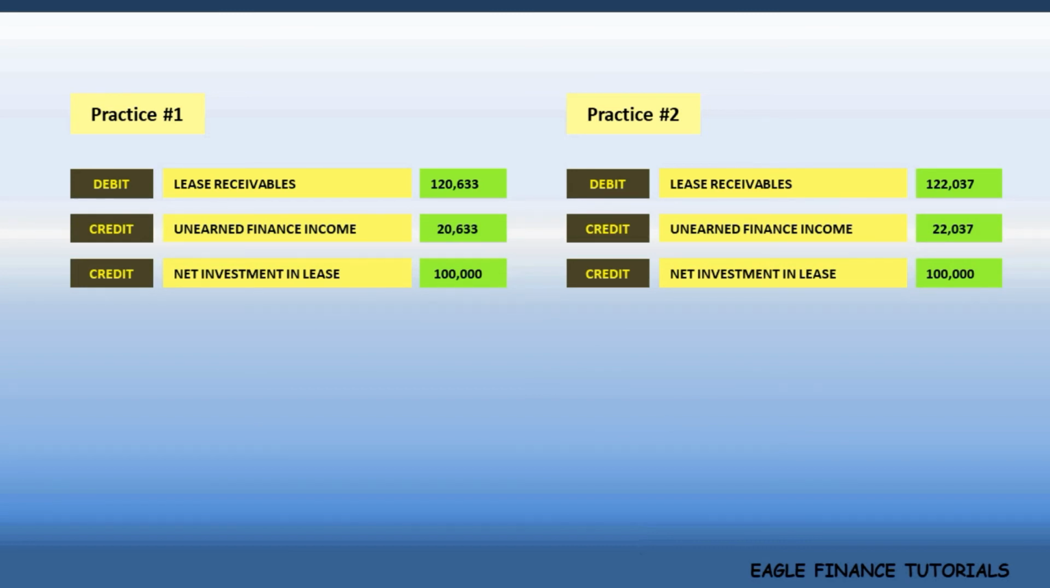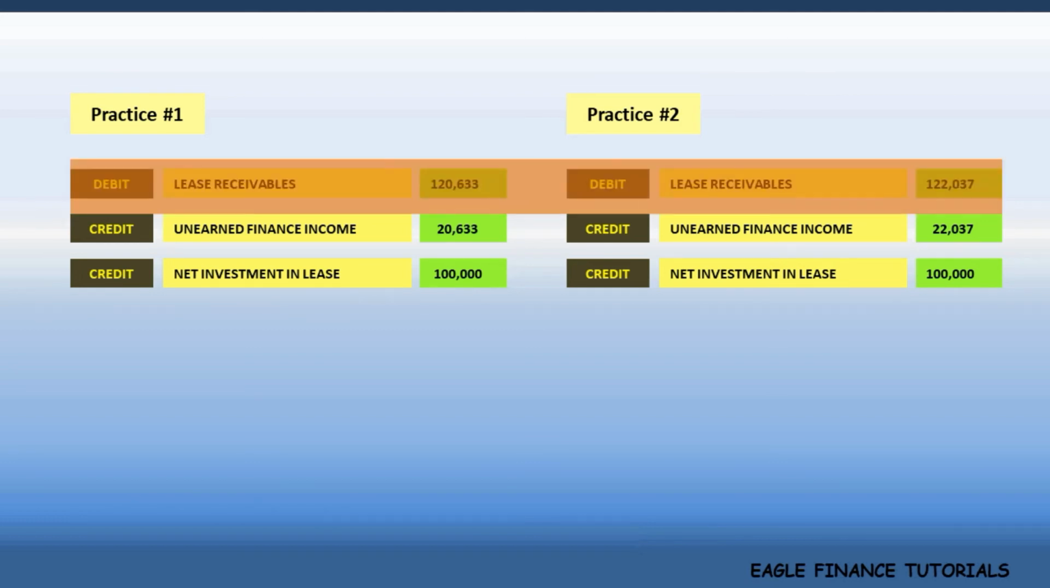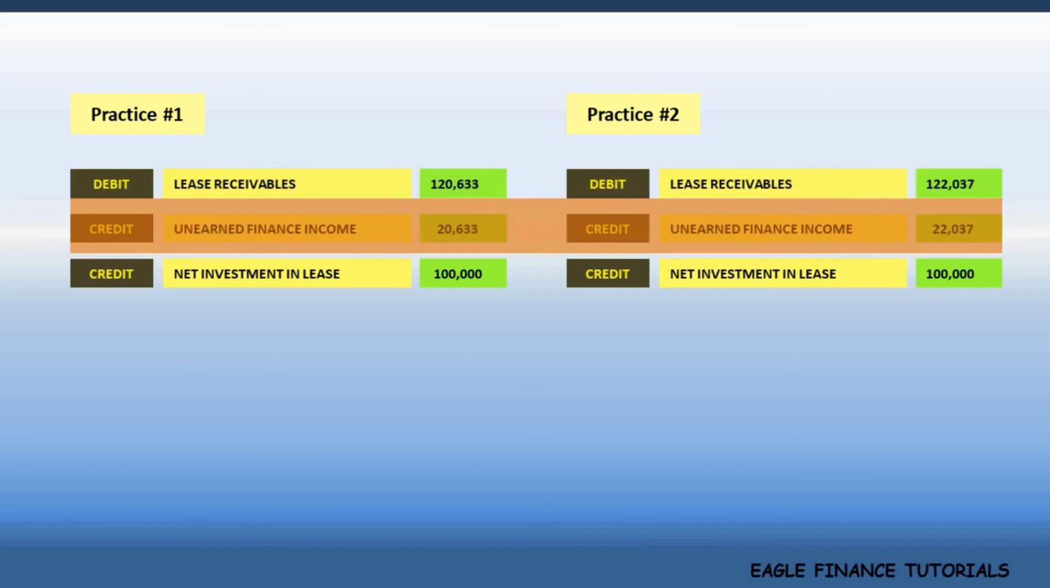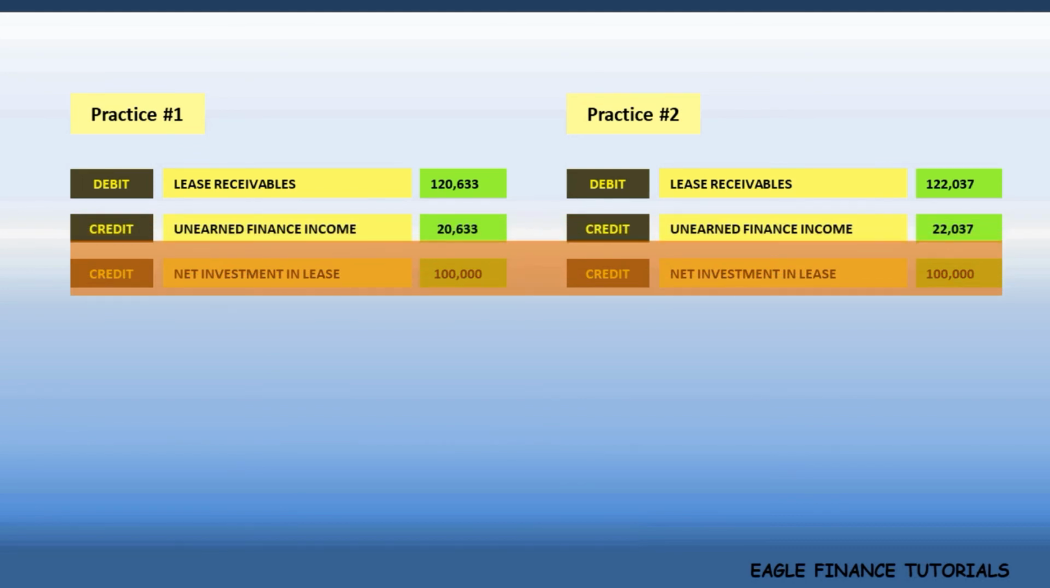Please note, as the lease term progresses, the balance on lease receivables keep changing as the lessee keeps making the lease payments. Similarly, the balance on unearned finance income keeps changing as the finance income gets recognized by every passing year. However, the net investment in lease account is credited at the start of the lease with the total present value of lease receivables at the start of the lease, and it does not change.